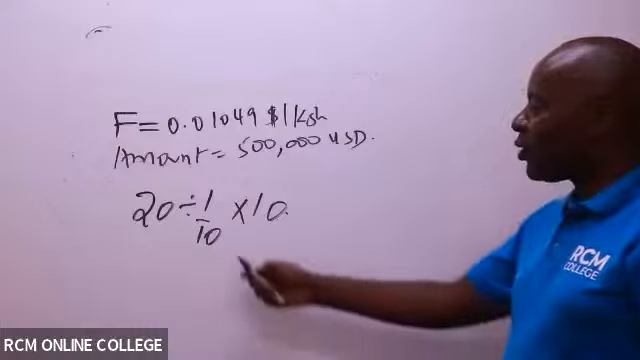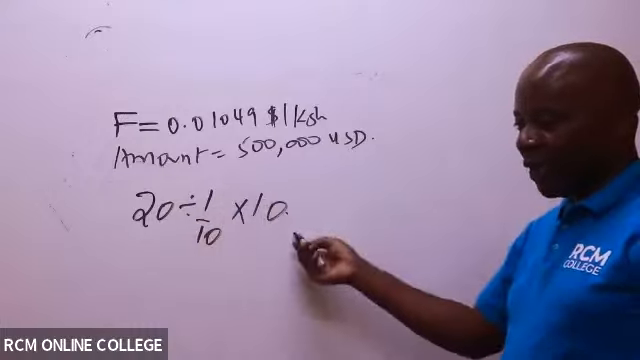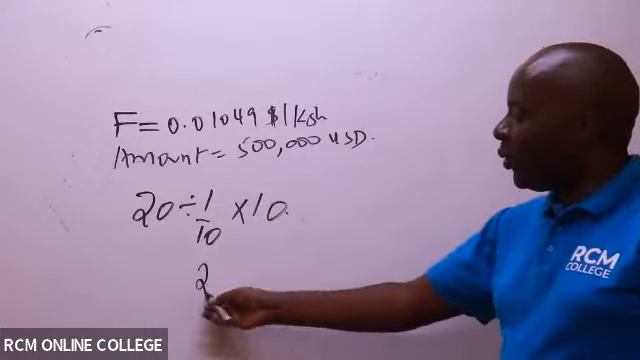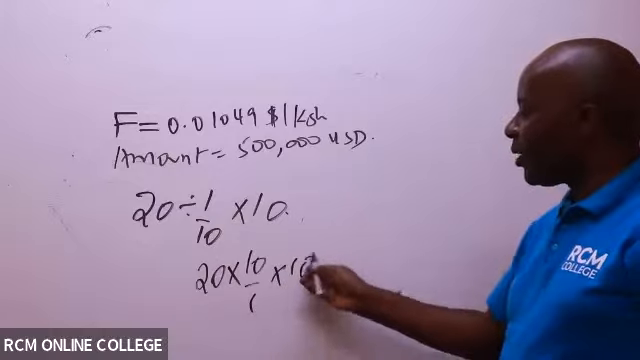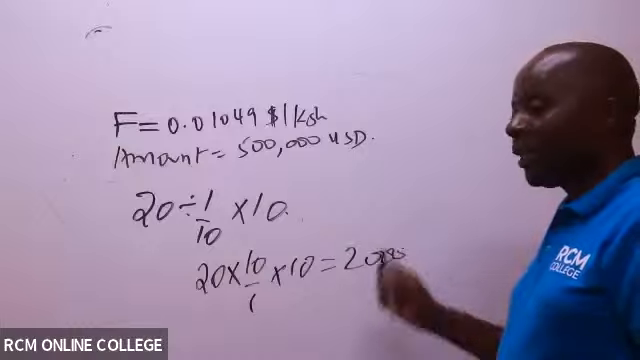So remember BODMAS, first of all, you must deal with division, isn't it? Before multiplication, deal with division. So how do I deal with division? I must reciprocate this, times this. So the correct answer is supposed to be 2,000.